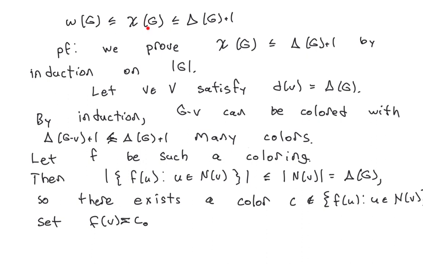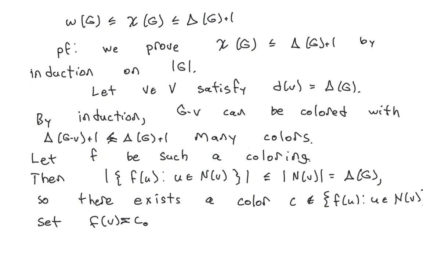And now we can prove the upper bound as well. We want to prove that chi of G is at most Delta(G) plus 1. We're going to prove that by induction on the size of the graph. So suppose you found a vertex of maximum degree. Delete that vertex. By induction, you know that the remaining graph can be colored in Delta(G minus v) plus 1 many colors. Deleting a vertex can only decrease the maximum degree, so we do have a coloring of G minus v using our given number of colors.